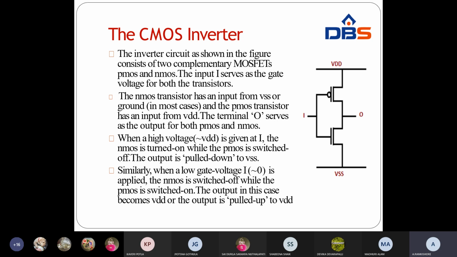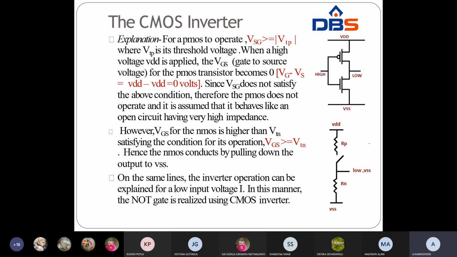To implement any type of combinational circuit, the same thing will be explained in terms of resistors. Whenever Vin is high, the P resistor will be open and the R resistor will act as a closed switch.